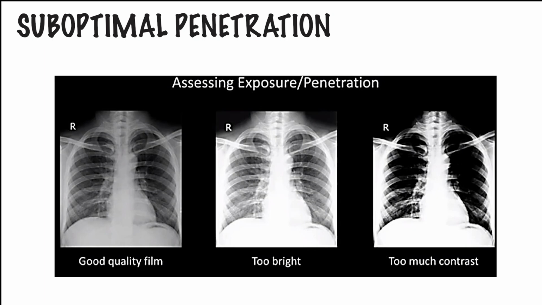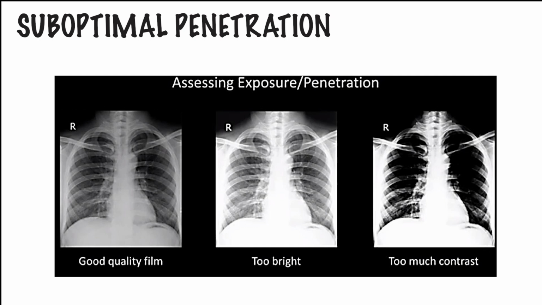Here is a film of good quality. Here is a film that is too bright. And here is a film that has too much contrast. Notice the difference. The terms underexposed or underpenetrated are frequently used to describe films, though both terms are better applied to the too bright film as opposed to the film with too much contrast.